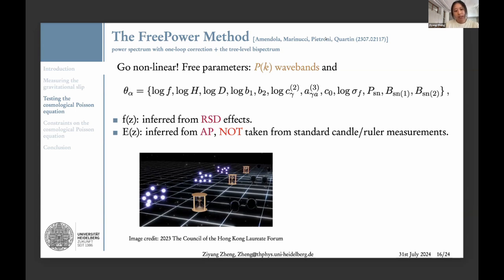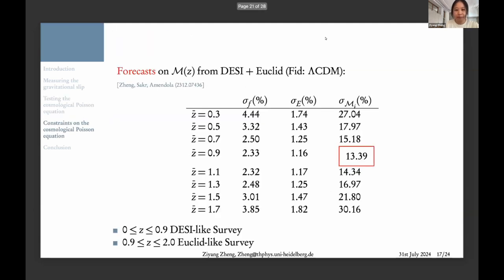So in the end, the growth rate can be inferred from redshift space distortion, while E can be inferred from AP, and indeed, M is a model-independent observable that we are able to measure. And now I would like to show you some results.